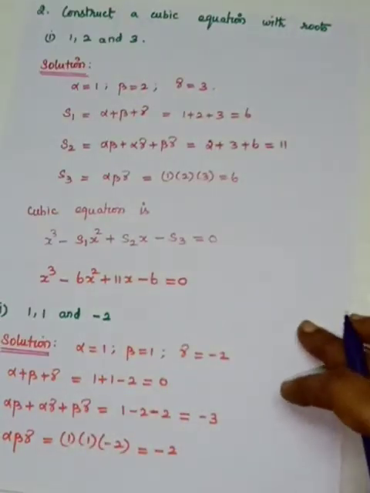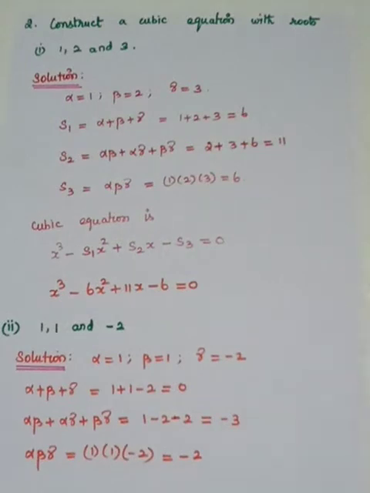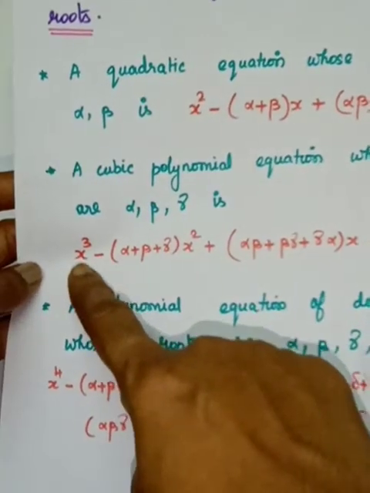We'll come to problem number 2. Construct a cubic equation with roots 1, 2 and 3. Okay, so the roots are given. If the roots are given, you have to find the polynomial equation. That is a cubic polynomial equation. Here the roots are alpha, beta, gamma. How to write the cubic polynomial equation?